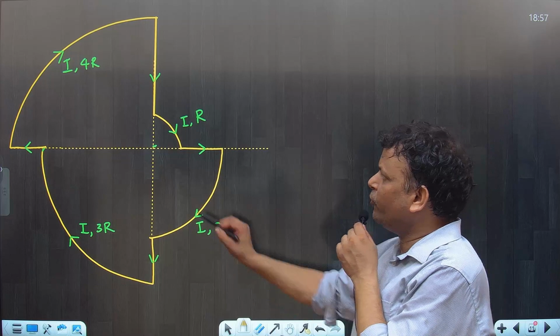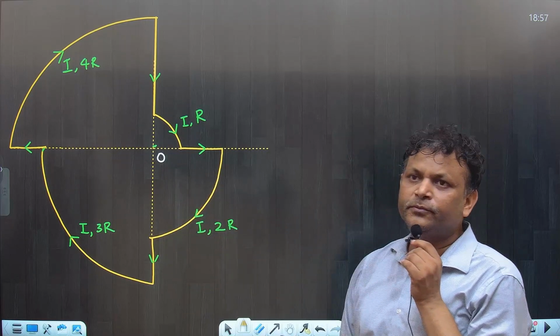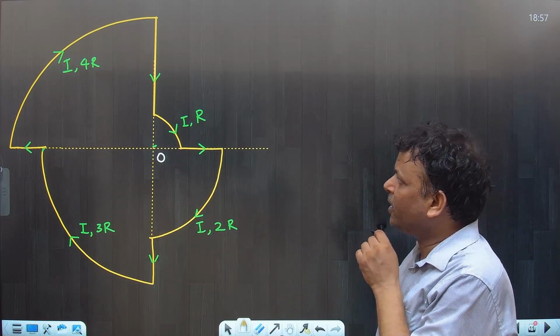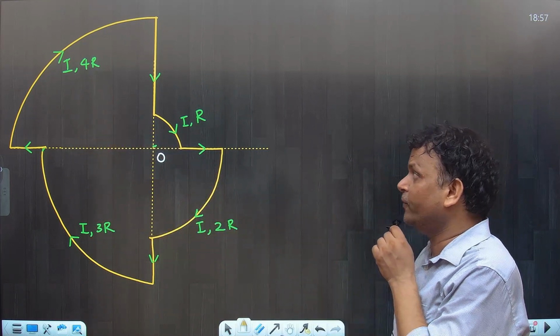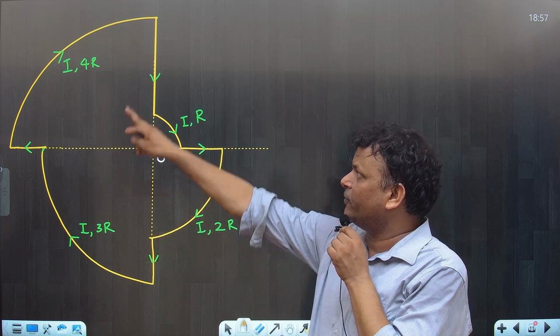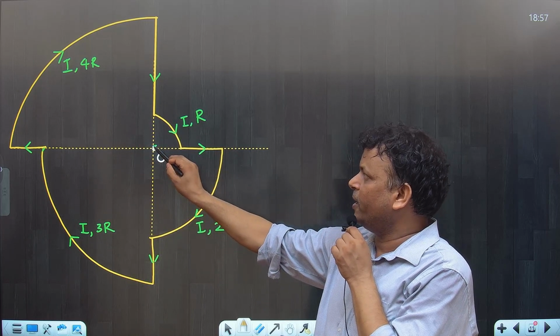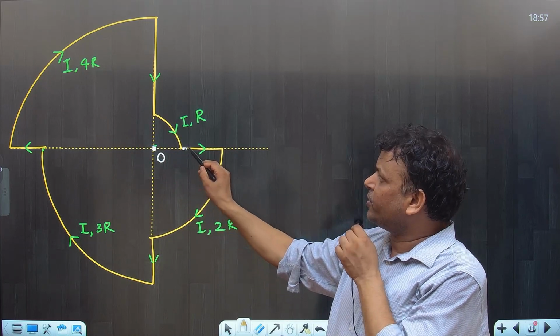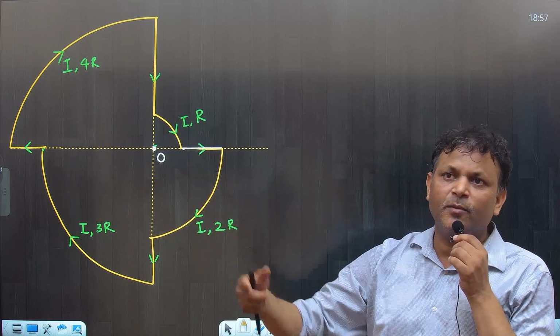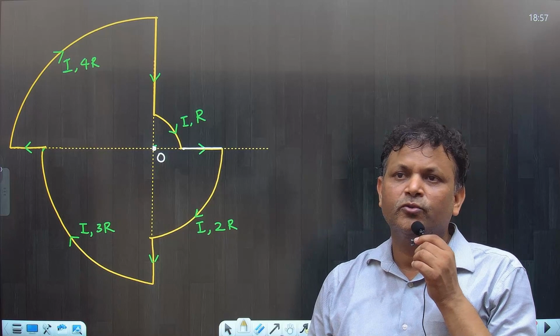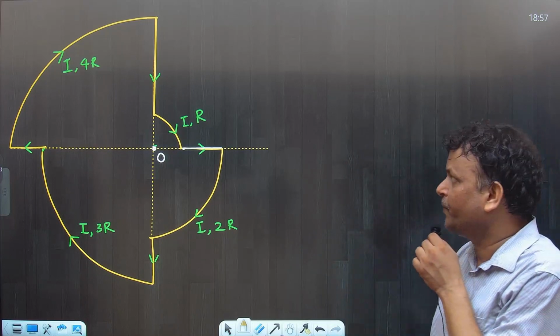You have to calculate the magnetic field at this point O. There are 4 quarter circles with different radii. The radii of the parts are R, 2R, 3R and 4R. Due to all these straight parts, the magnetic field at O will be 0, because when you extrapolate them, they pass through O.